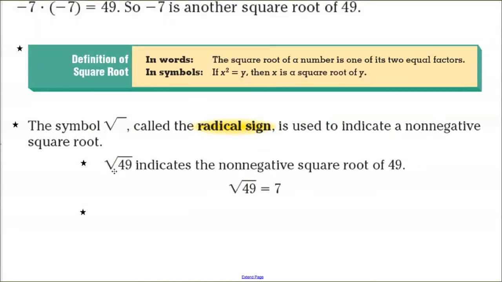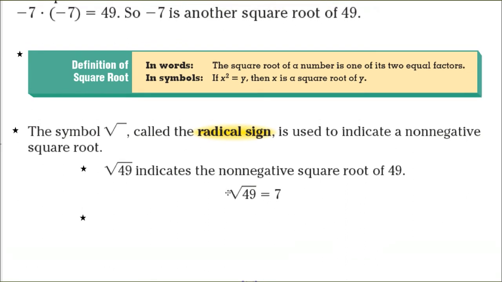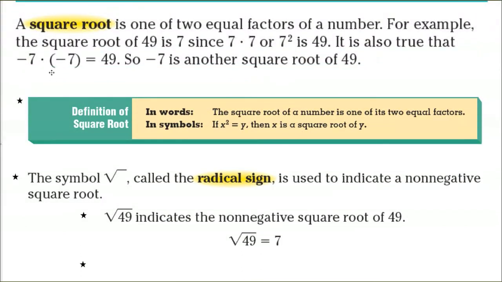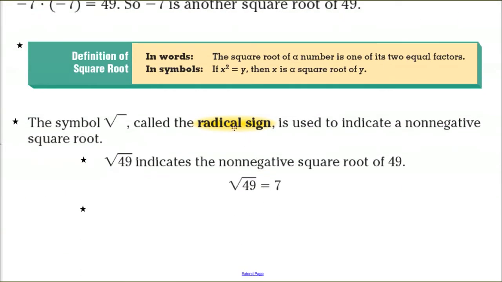So when you say the square root of 49, you can also read this as radical 49, since this is a radical sign. Radical 49 indicates the non-negative square root of 49, which is 7. So when the number is inside the radical sign, it is always positive. Even though 49 has two square roots, 7 and negative 7, when it is under the radical sign, it is simply 7.